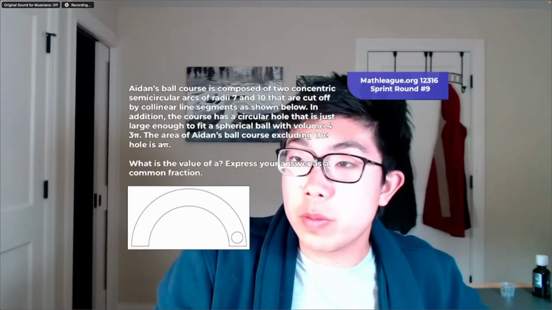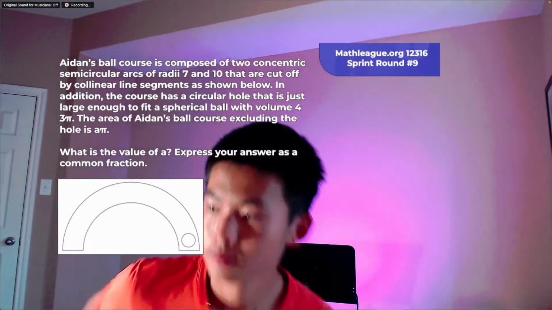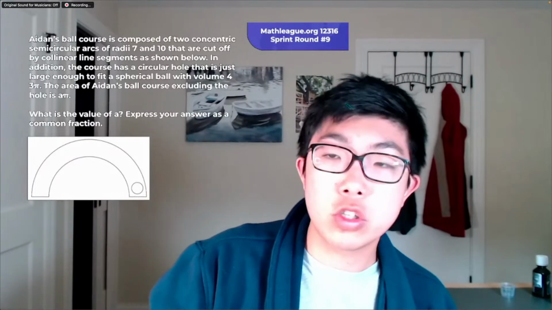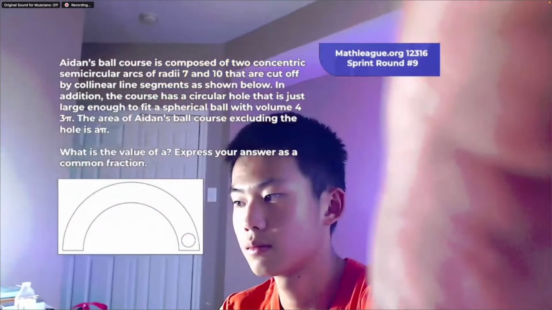All right, this means we can move to the next problem, which is about Aiden and his ball course. So Aiden's ball course is composed of two concentric semicircular arcs of radii 7 and 10 that are cut off by collinear line segments as shown below. In addition, the course has a circular hole that is just large enough to fit a spherical ball with a volume 4/3 pi.